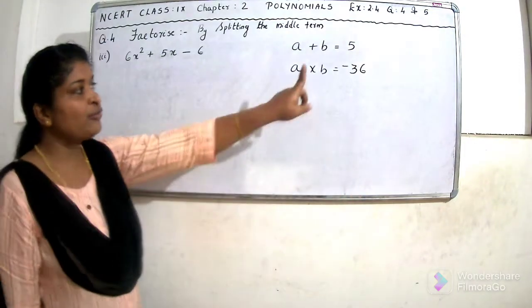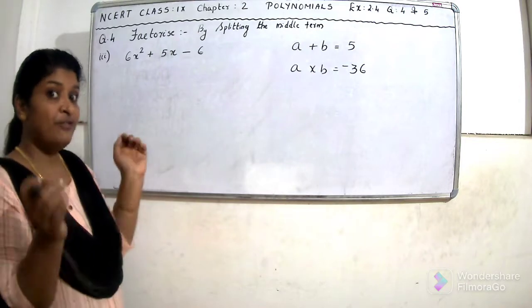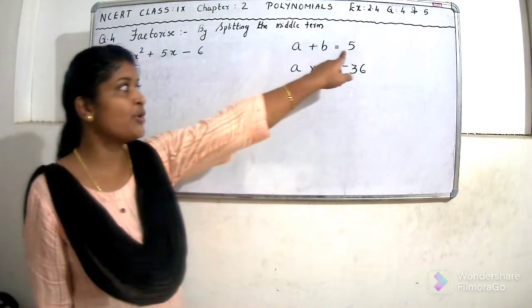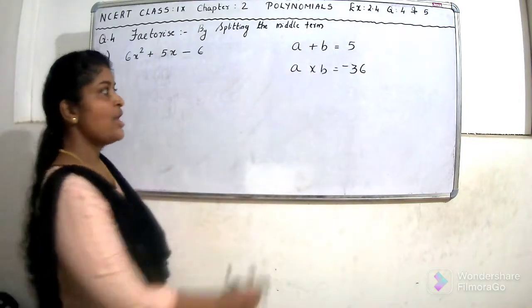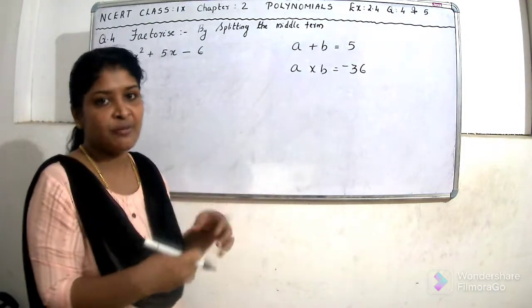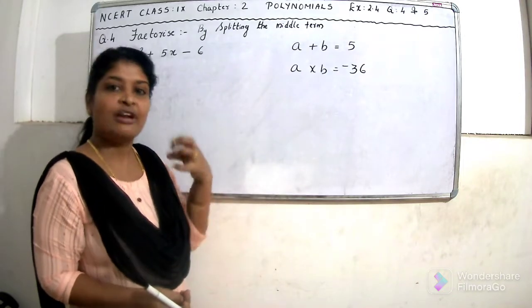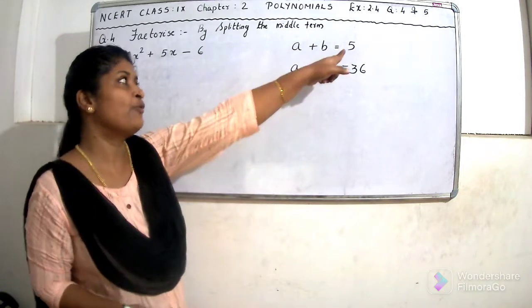Now we have to find the factors of 36 in which, when we add or subtract, we get 5. So which are the numbers? For 36, the numbers coming to mind are 6 and 6. But when we add 6 and 6, we get 12, and when we subtract, we get 0. We have to get 5.